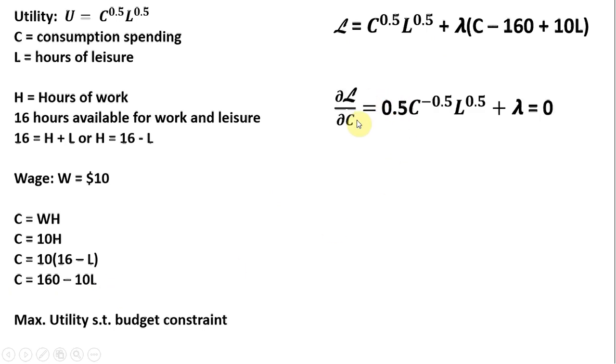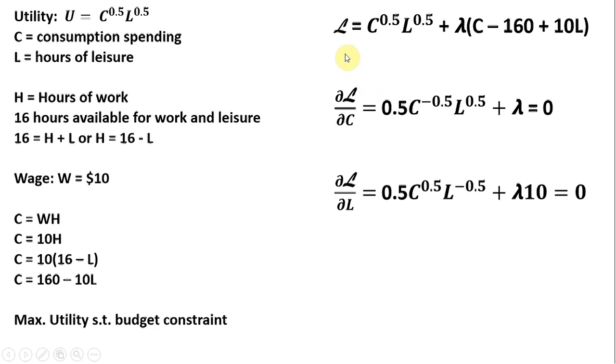Now taking some partial derivatives, taking the partial derivative of the Lagrangian with respect to C, we get this result. This 0.5 on the C term comes down in front, and then 0.5 minus 1 leaves us C raised to the minus 0.5 power. Nothing happens with the L term here. And then don't forget lambda is being multiplied by C. So the partial derivative of C times lambda is just lambda. Set that derivative equal to 0.